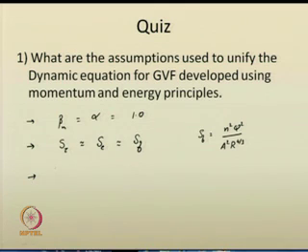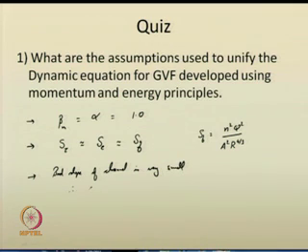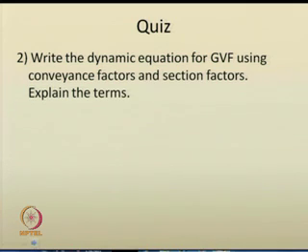The third assumption used is that the bed slope of the channel is very small. Therefore, cos theta is approximately equal to 1. Based on these assumptions, we had unified the dynamic equations for gradually varied flow.